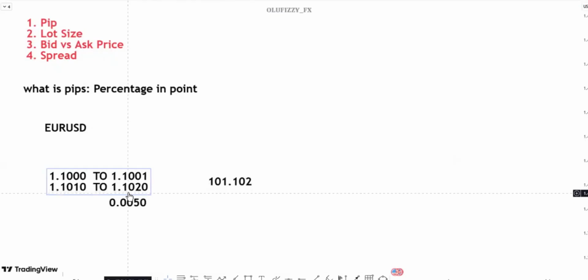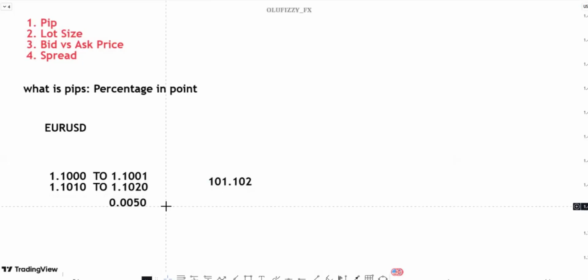So, and that is that. And you might be wondering why pips is so important. Pips is important because if you want to calculate your profit and loss, you calculate it in pips. Let's say price moves 50 pips in your direction, in your favor. That means you will make profits. And if it goes against you by 50 pips, you will lose money.